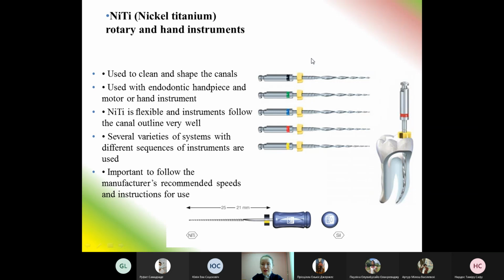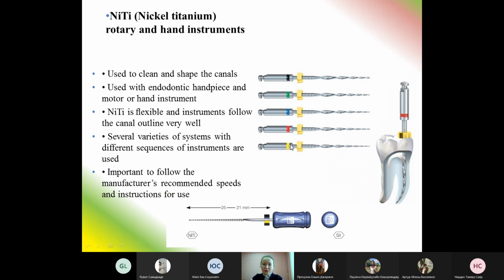Here you have the rotary instruments. As well, you see color coding on the handles, and here is a hand instrument, NITI. Pay attention to its geometrical symbol. It is rectangular, square, but it is divided into two parts. One is black and one is white. So here is the geometric symbol of NITI files. They are used to clean and shape canals.